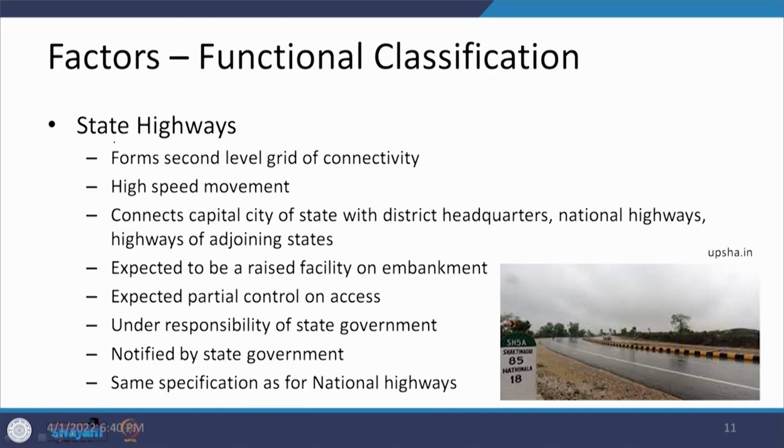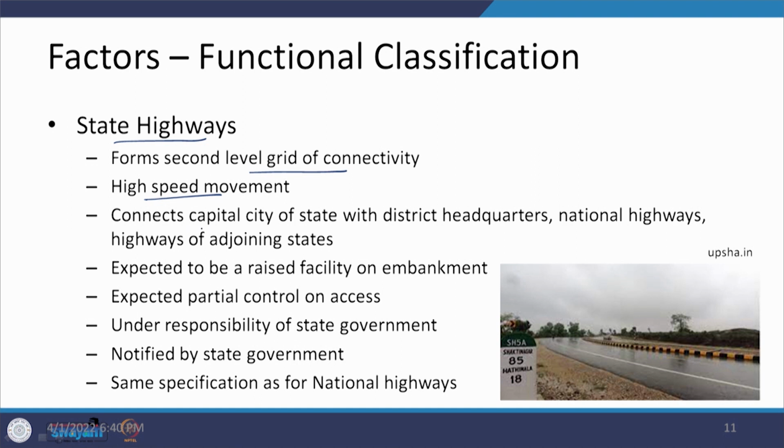The another category is a state highway. This is a second level of grid of connectivity, but it is of the same specifications as national highway, and therefore, here also it is expected that the traffic is going to move at a high speed, and this high speed again is going to be up to 100 kilometers per hour, specifically in a plain terrain. If the terrain is changing, the topography is changing, then probably the effect is going to be there on the speeds, and that we are going to talk about in one of our interactions further.